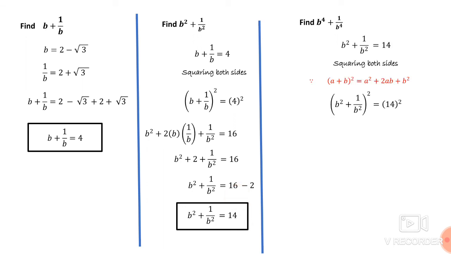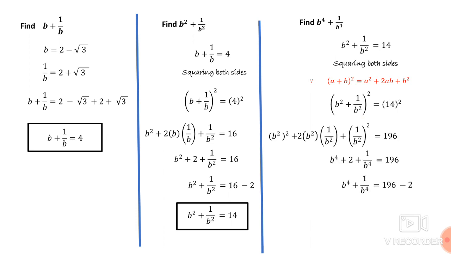Squaring both sides, we will apply the formula. In place of a, we will write b square. In place of b, we will write 1 upon b square. Applying the formula and simplifying it, we will get 194.